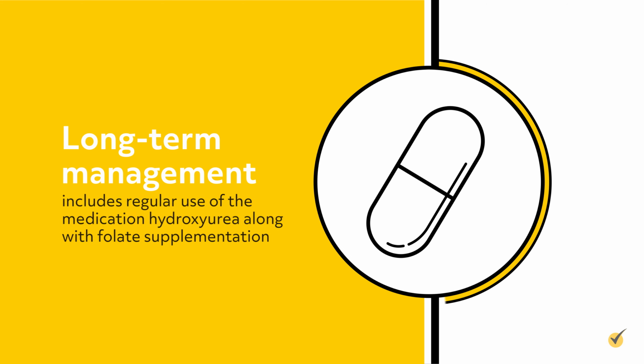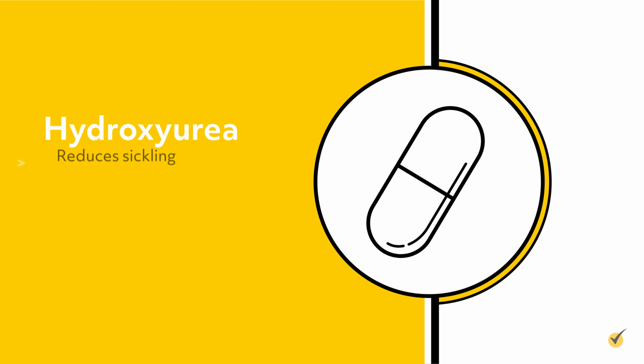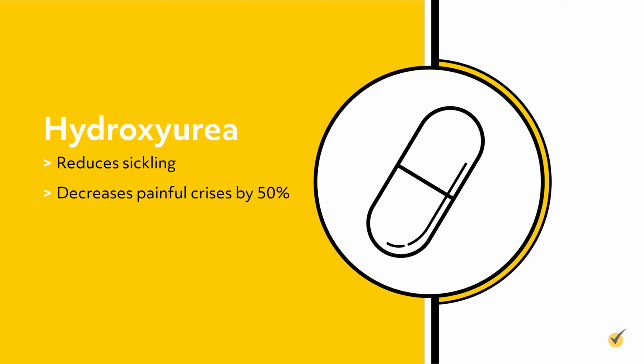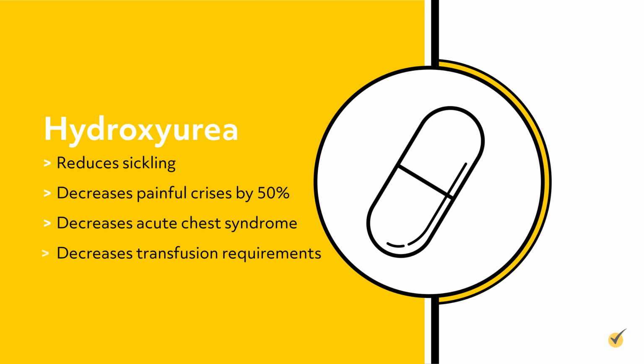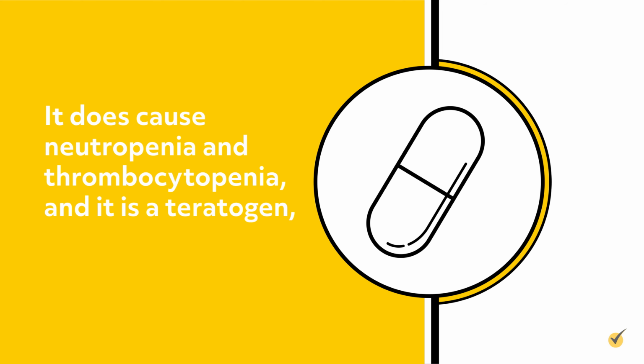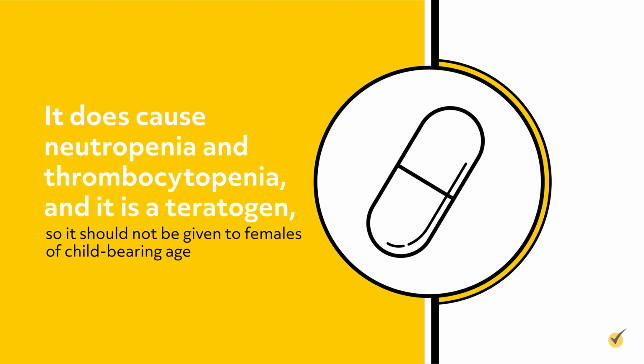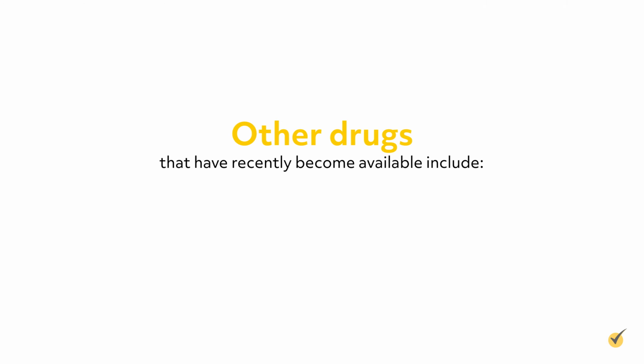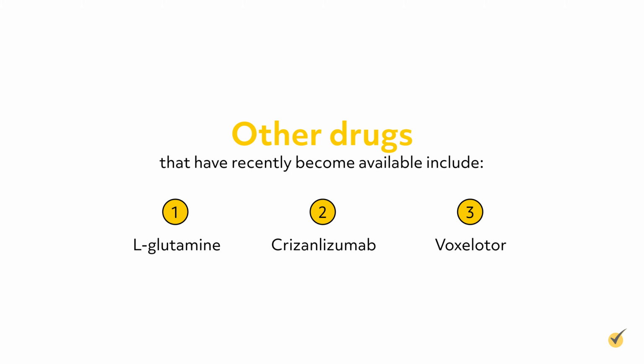Long-term management includes regular use of the medication hydroxyurea along with folate supplementation. Hydroxyurea reduces sickling, decreases painful crises by 50%, decreases acute chest syndrome, and decreases transfusion requirements. It does cause neutropenia and thrombocytopenia, and it is a teratogen, so it should not be given to females of childbearing age. Other drugs that have recently become available include L-glutamine, crizanlizumab, and voxelotor.